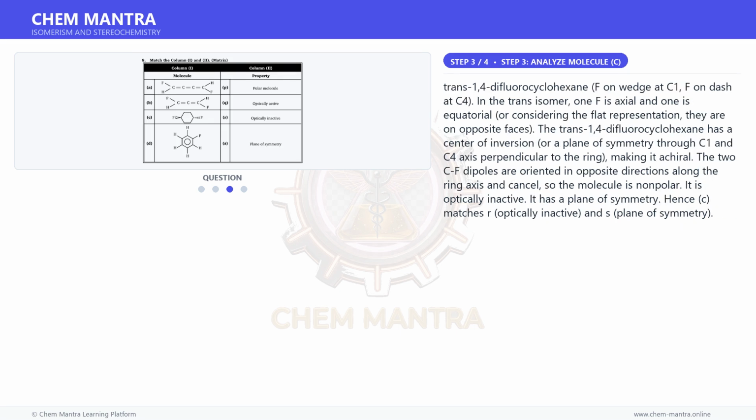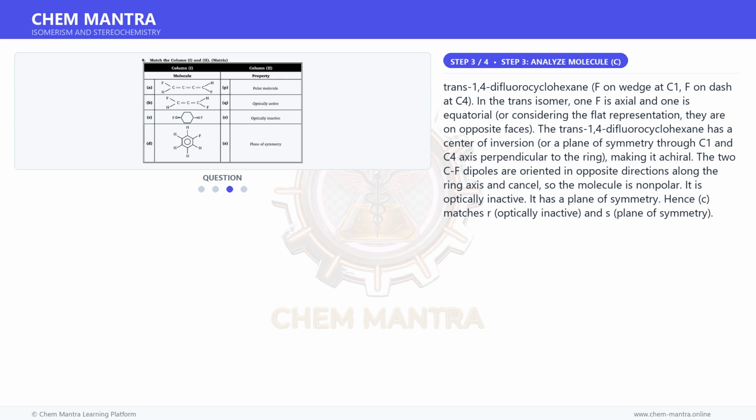Moving on to the next step. Trans-1,4-difluorocyclohexane, F on wedge at C1, F on dash at C4. In the trans isomer, one F is axial and one is equatorial, or considering the flat representation, they are on opposite faces. The trans-1,4-difluorocyclohexane has a center of inversion, or a plane of symmetry through C1 and C4 axis perpendicular to the ring, making it achiral.